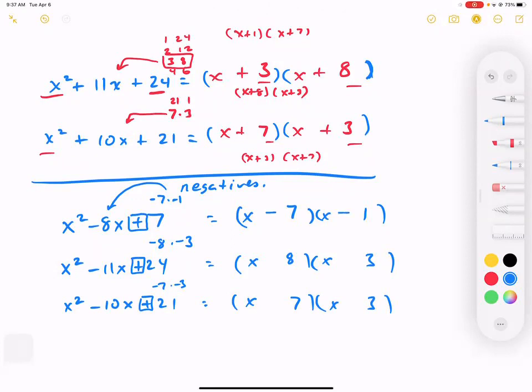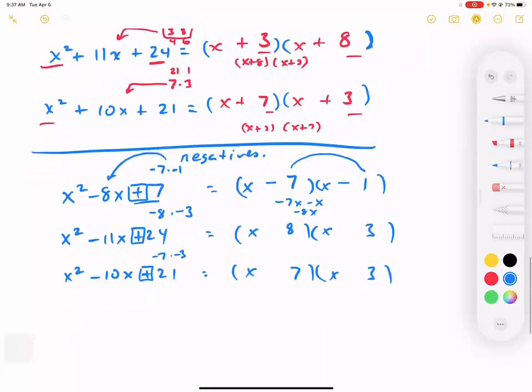Let's talk about the first one again. A negative 7 times a negative 1, since they're both negative, becomes a positive 7. Right, that's what we wanted. But they combine to be negative 7x and negative 1x, which is negative 8x, which is what we wanted. We want them to stay negative this time.